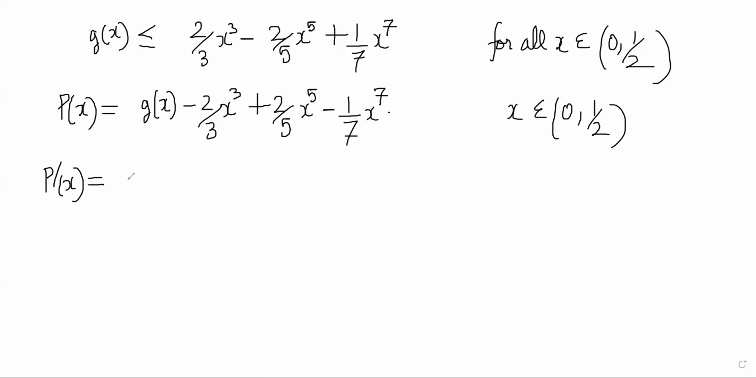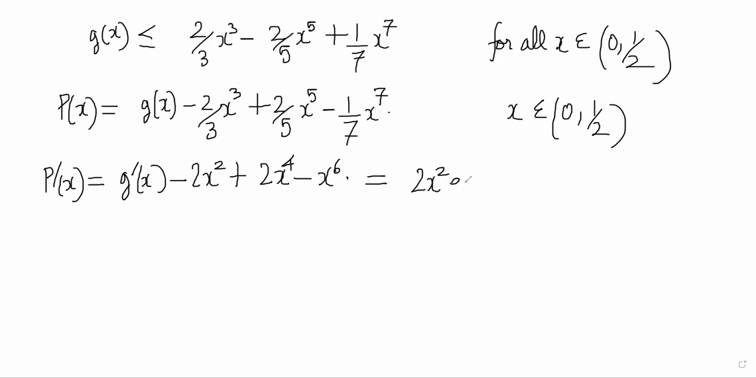P dash x is g dash x minus 2x square plus 2x power 4 minus x power 6. What was g dash x? We had calculated g dash x earlier. That was equal to 2x square e power minus x square. So we have minus 2x square plus 2x power 4 minus x power 6.